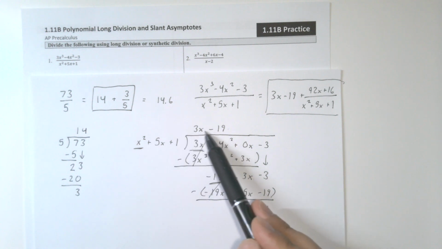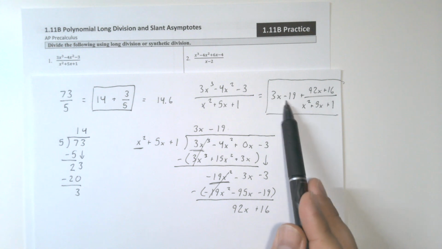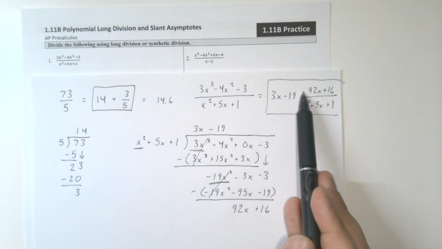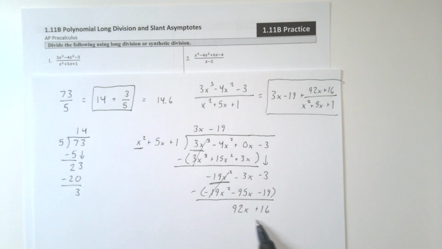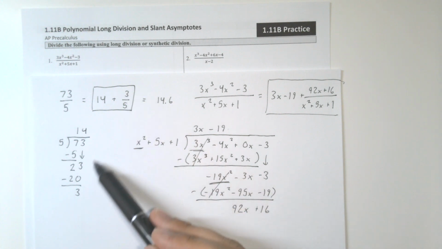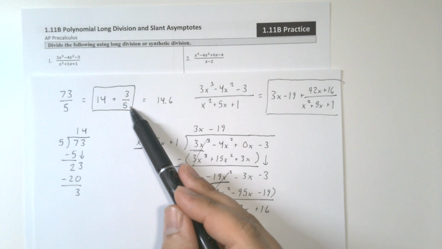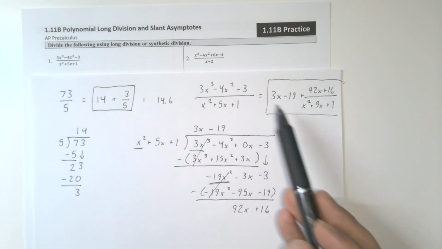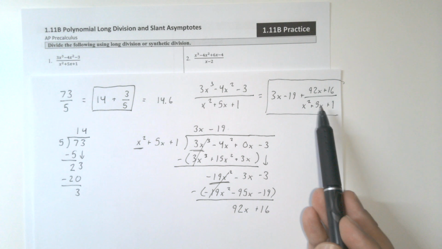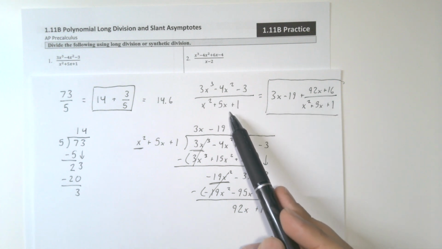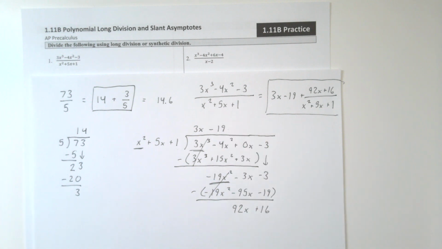And this expression here, the 3x minus 19, is also right here. The 92x plus 16 was our remainder, just like over here, 3 was our remainder. And our 5 was what we originally were dividing by. And so we have x squared plus 9x, or 5x plus 1. I can barely read my own handwriting. That was what we were originally dividing by over here. So once we understand the setup and how this relates to traditional long division, just with numbers, I think it makes it a lot easier.